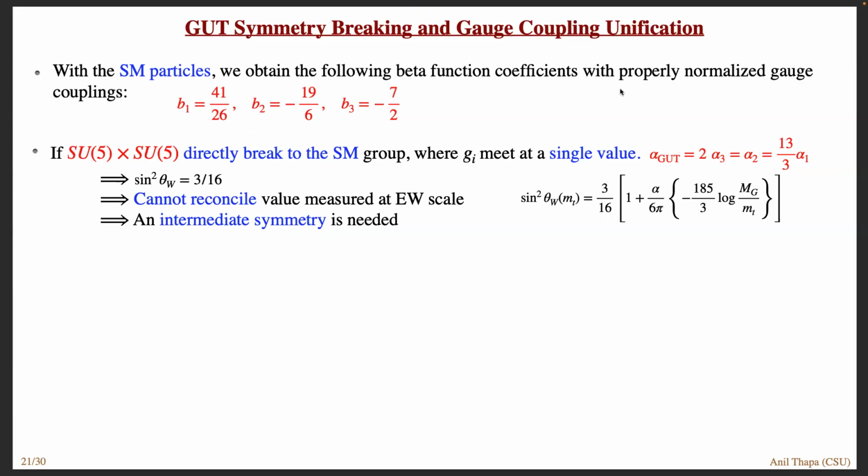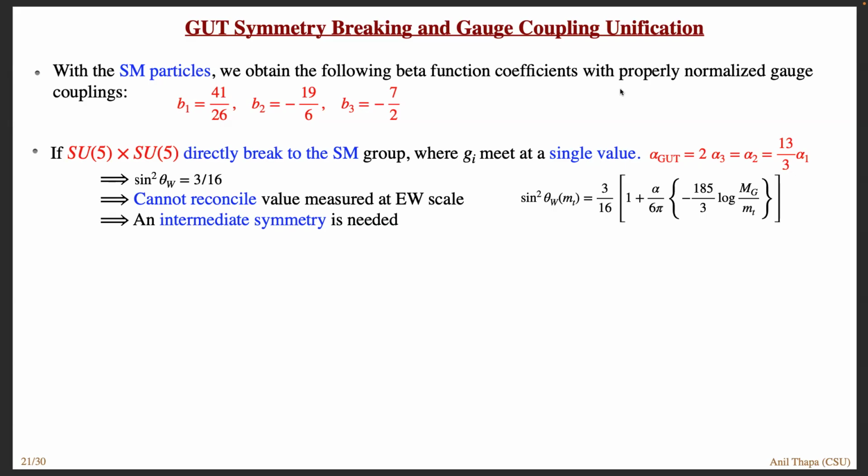So what does it imply? If SU(5) × SU(5) is directly broken to the standard model gauge group, where g_i is the gauge coupling made as a single value, you have this relation where alpha_1 normalizes to 13/3, which immediately implies, forget about how I got it, that sin squared theta_W at the GUT scale is 3/16, very small. Once you start to run the Weinberg angle from the GUT scale to the quark scale, it will become smaller and smaller. So there is no way you can reconcile this with the measured value at the quark scale.